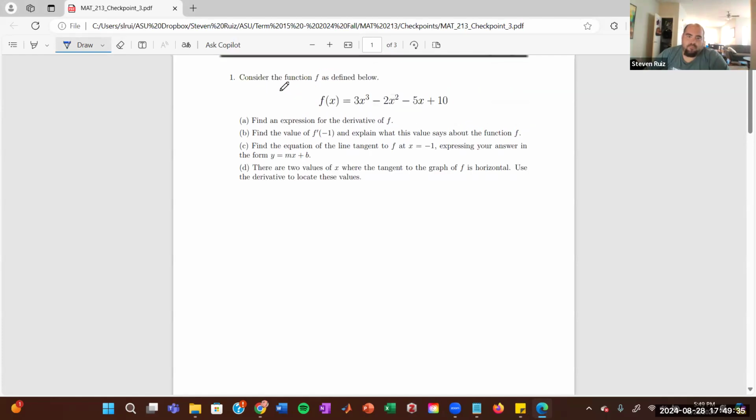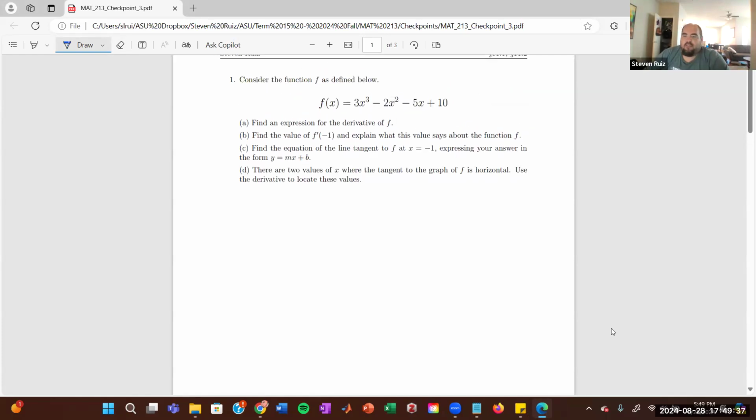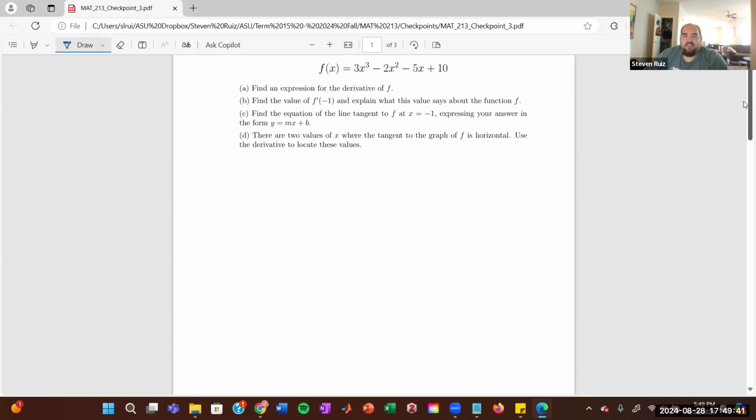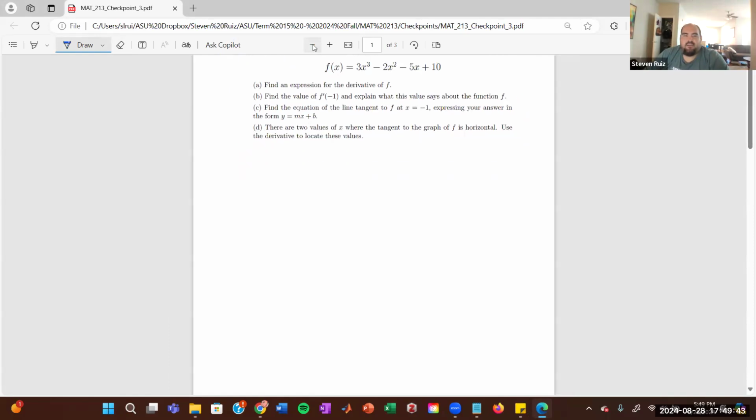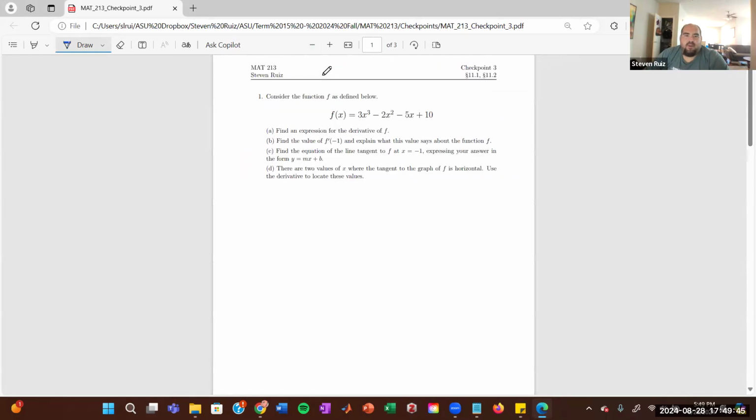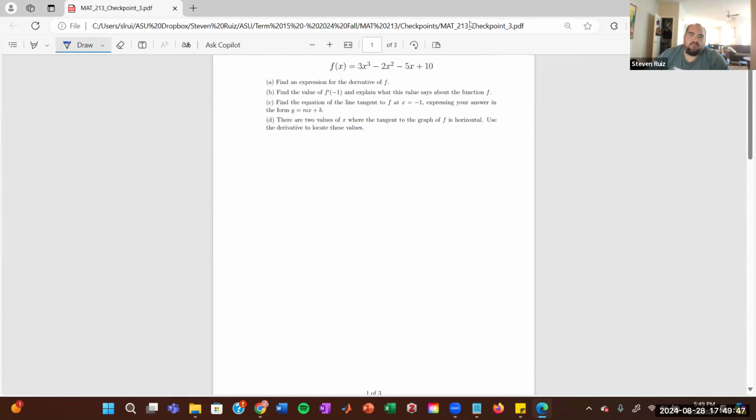So the last module we used the limit definition of the derivative to find these. Kind of getting away from these, we can use these shortcut rules we have now. But if I want to find the derivative, I can use the power rule. So for part A, that's what I'll do. So f prime of x is going to be equal to, and then we'll take these terms one at a time.